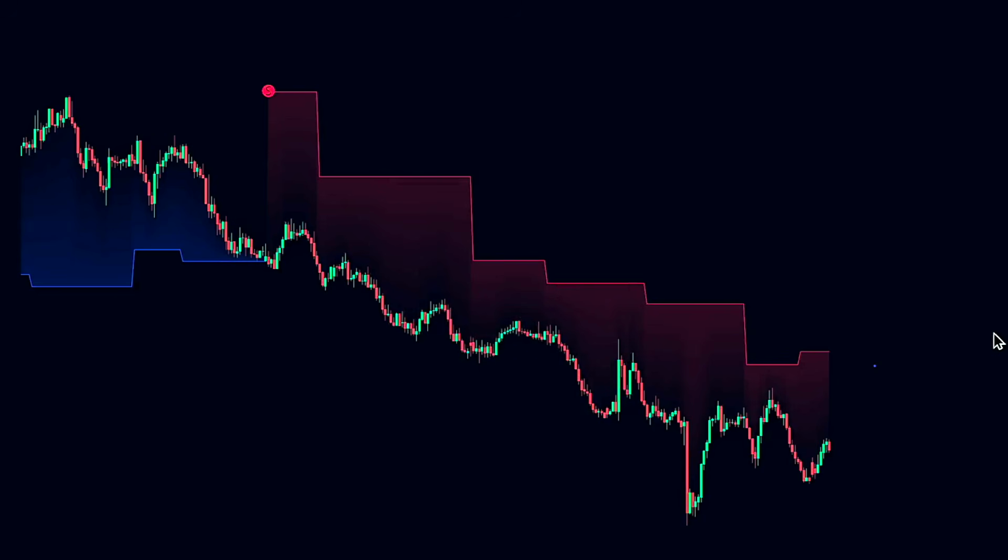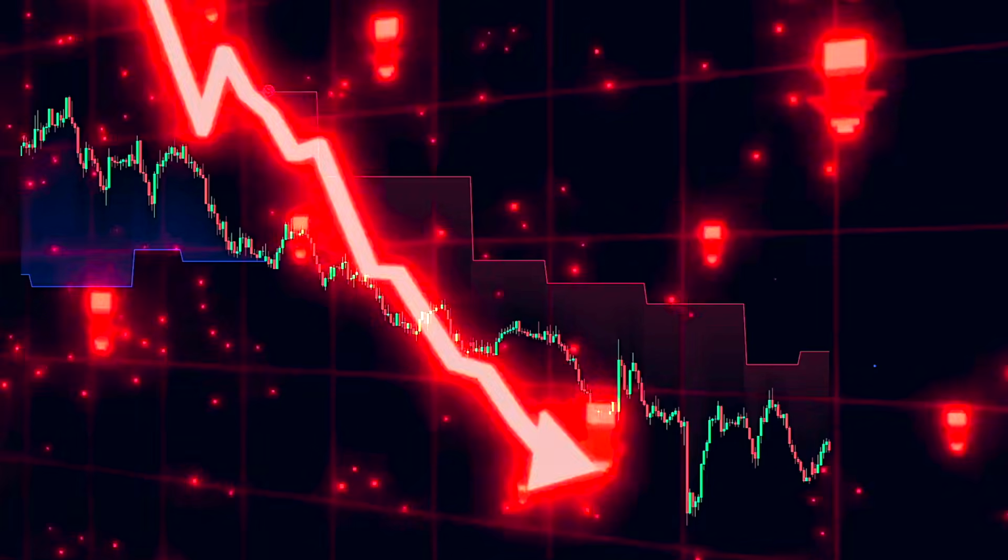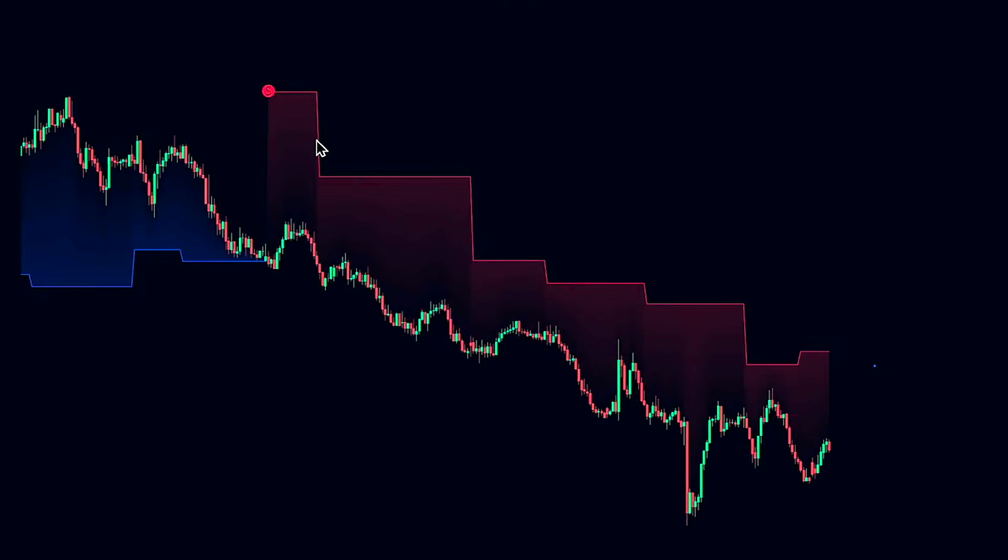Now the short setup is the exact opposite. First, the trend flips bearish. The line turns red and you get the sell marker. This tells you the structure has shifted and the market is beginning a downtrend. Second, you wait for the first move down to play out. Again, you don't want to short the very first breakdown candle.